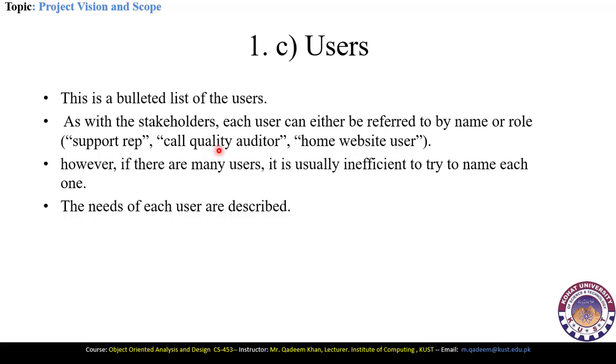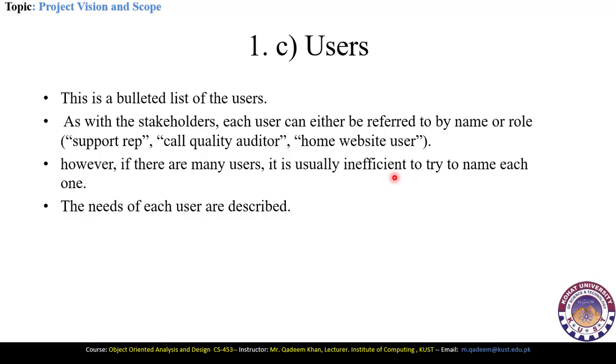So the users are those people who will directly perform the input-output operations of the project. There may be many users, and it is usually inefficient to try to name each one. For example, there may be multiple users at the end side. Student is one of the users, similarly teacher is another user, but there may be admins as well, and there may be multiple admins. For example, one admin is responsible for uploading the student fee and another admin is responsible for uploading the student marks in the exam section. So it is not necessary to name all the users here.